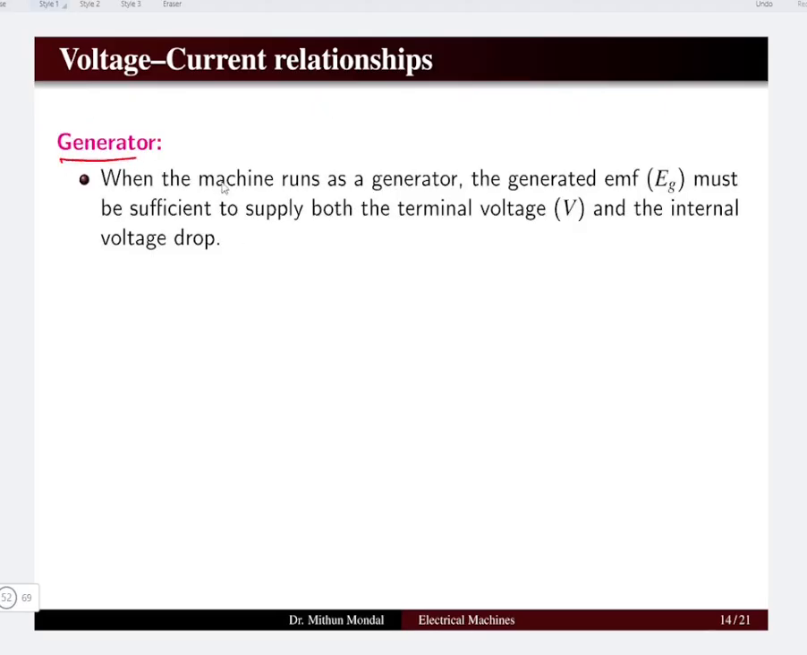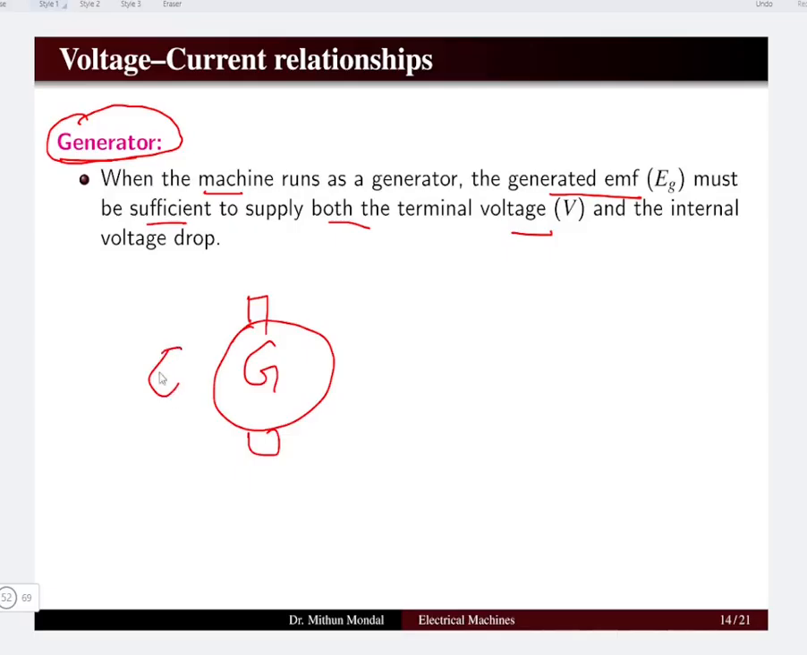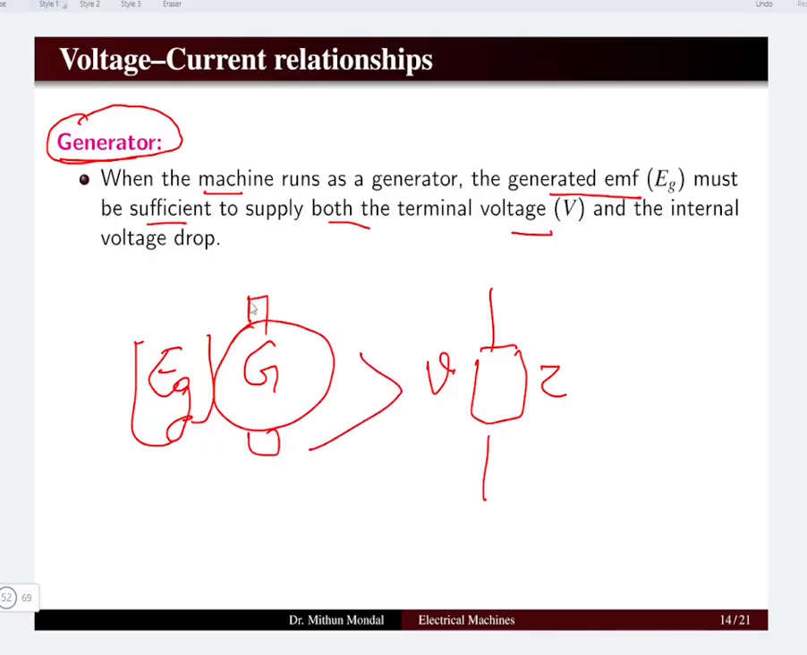Now in a generator, when the machine runs, the generated EMF must be sufficient to supply the terminal voltage. So the generator will be converting the mechanical energy to electrical energy. Here in the generator armature, the EMF produced is Eg, the generated EMF, and at the load terminal where the actual circuit is, the terminal voltage will be V. So the generated EMF must be sufficient to drive the load voltage, and there will be some amount of drop which is present in the circuit.